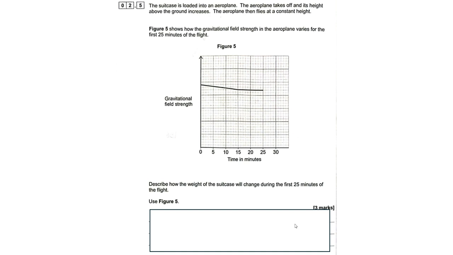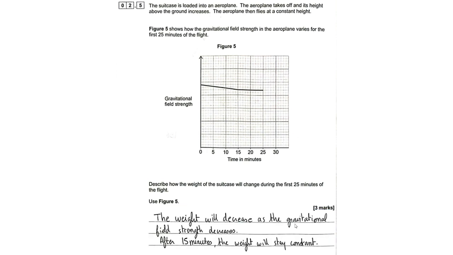So if you look at the graph showing the gravitational field strength, in the first 15 minutes, the gravitational field strength decreases. Okay, the higher you get in the sky, the lower the gravity. And between 15 and 25 minutes, it stays constant. That means that the suitcase is going to be less attracted to the Earth while it's going up. So the weight will decrease as the gravitational field strength decreases for the first 15 minutes. And from 15 minutes to 25 minutes, the weight will stay constant because the gravitational field strength stays constant.